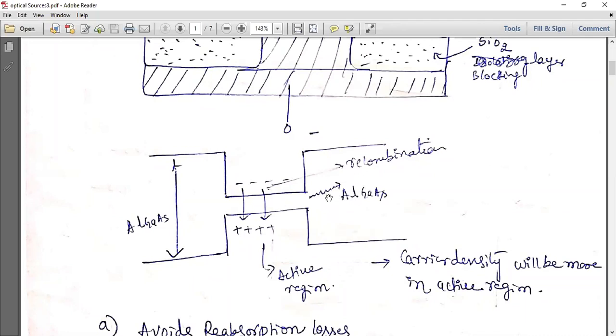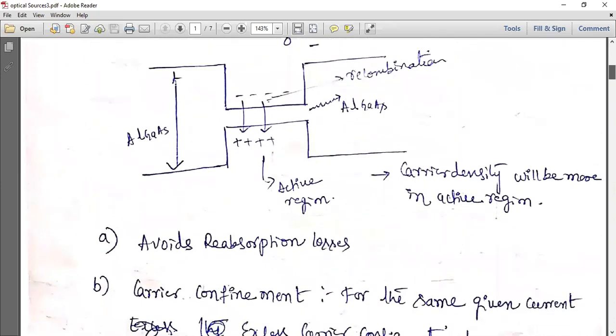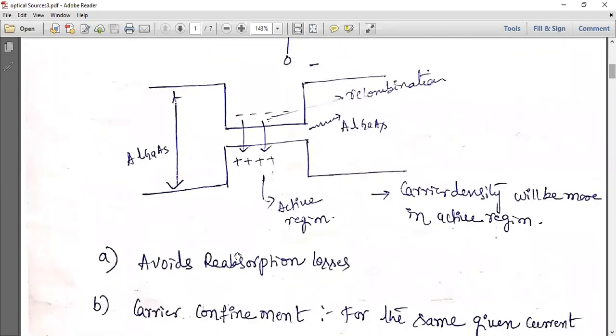So the chances of reabsorption are less. If the light is generated in this direction only, then there is a chance of recombination again by going here and combining with the electrons or holes present there. Okay, so the main thing is it avoids reabsorption losses. Reabsorption will be less. Okay, that is the first thing.